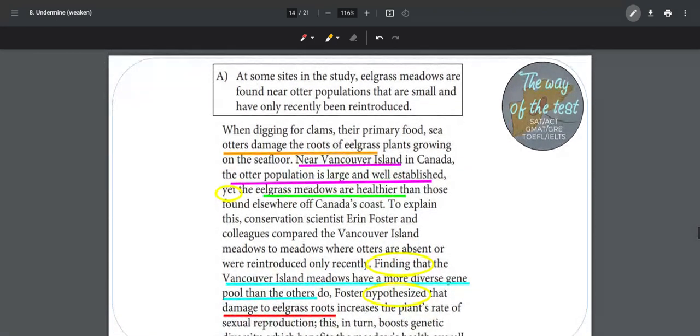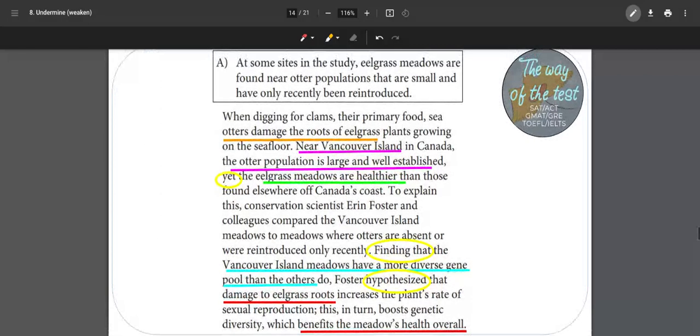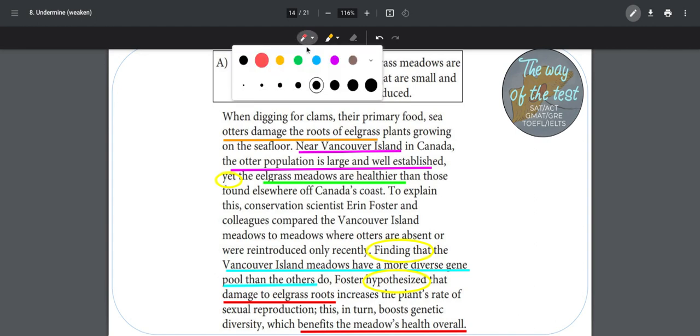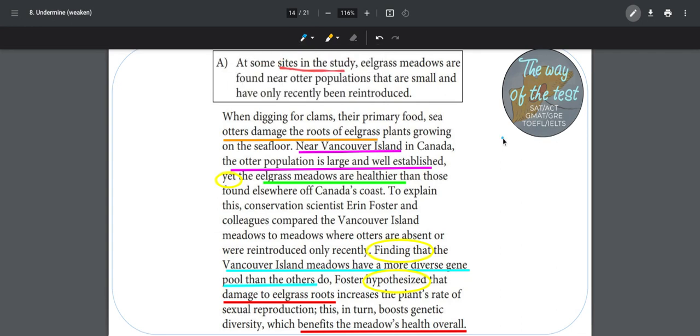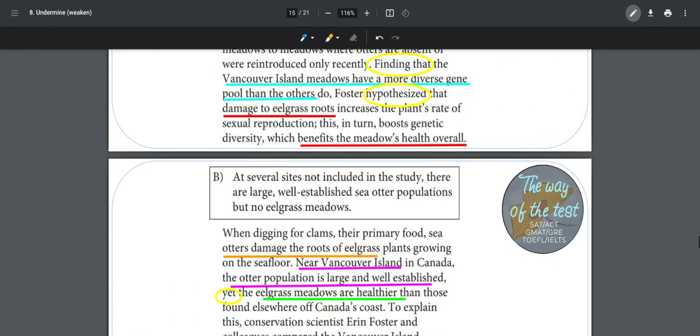Okay, so we have A. At some sites in the study, okay, same sites, eelgrass meadows are found near other populations that are small and have only been recently introduced. So they're saying, okay, there are eelgrass meadows found near other populations that are recently introduced. Okay, but remember, our conclusion was damage causes increased health. And this is not talking about health, it's not talking about the damage. So it's completely out of scope. It's not talking about the topics that we want.